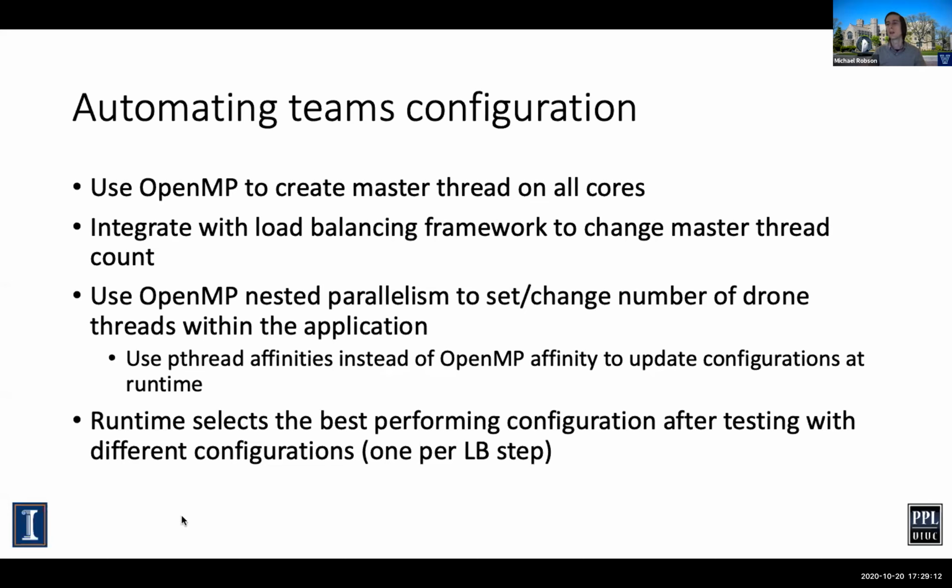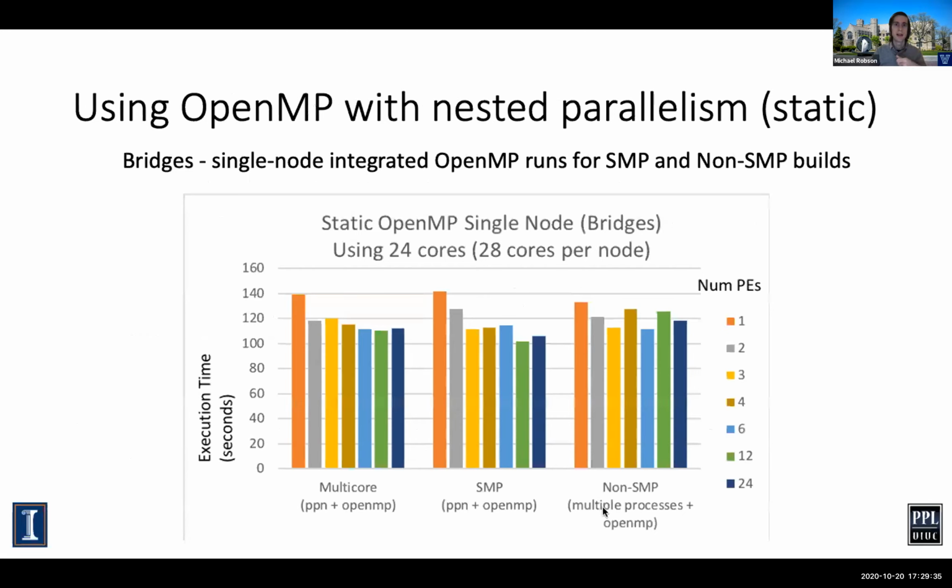So the idea here is that the runtime will select the best configuration after testing a couple of different combinations, basically one per load balance step, and then run with that for the rest of the application. And in fact, if the application was really dynamic and evolved over time, it could retest and reallocate these resources to further improve performance. So an example of this, using OpenMP for nested parallelism.